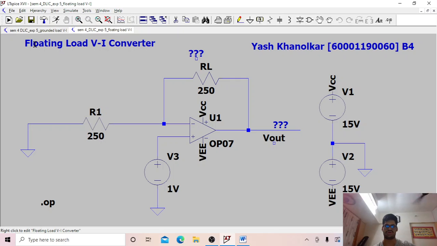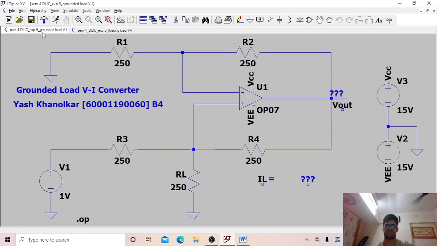The first is a floating load V2I converter. In a floating load V2I converter, the load resistance is not connected to the ground. The second type is the grounded load V2I converter. In the grounded load V2I converter, the load resistance is connected to the ground. First, we will start by demonstrating the floating load V2I converter.